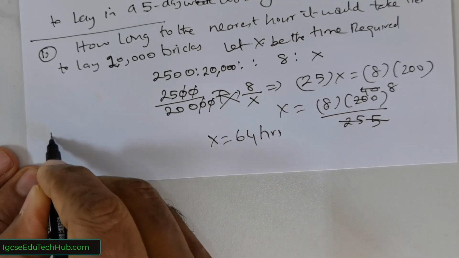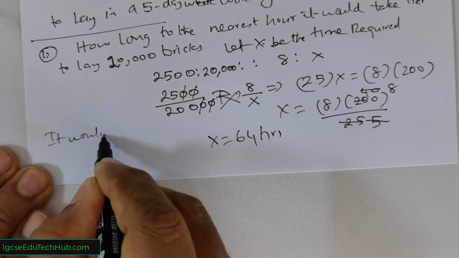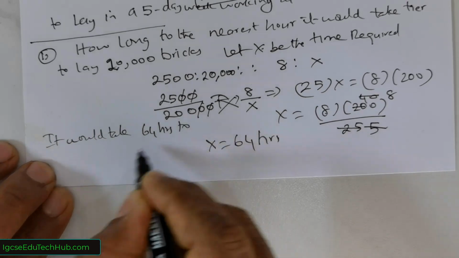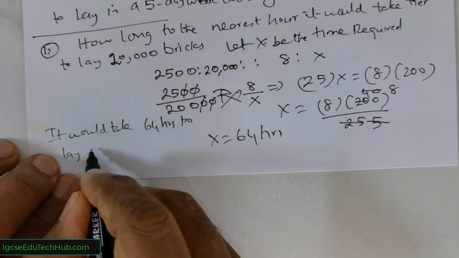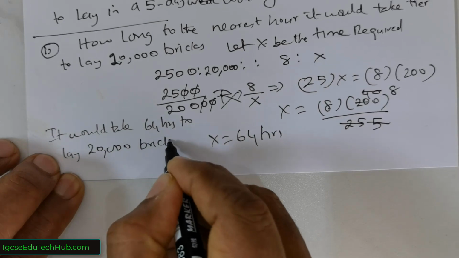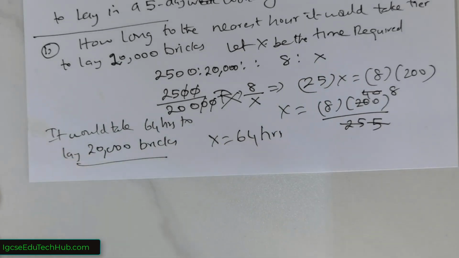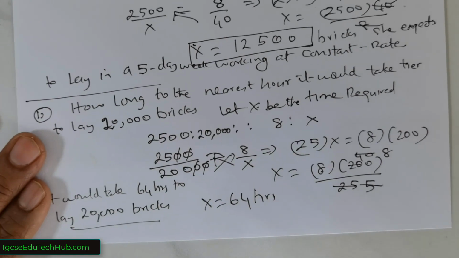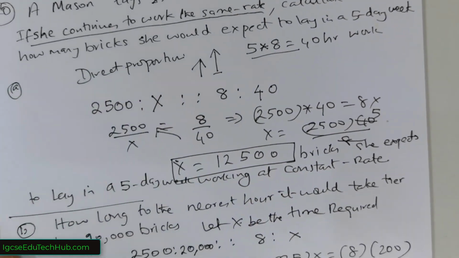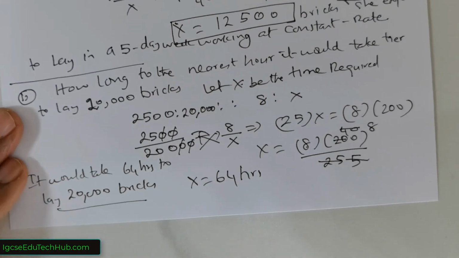So you can write the conclusion. It would take 64 hours to lay 20,000 bricks. That's the final answer. So let's move on to the next question. So this question has got two parts. This is part A and part B.